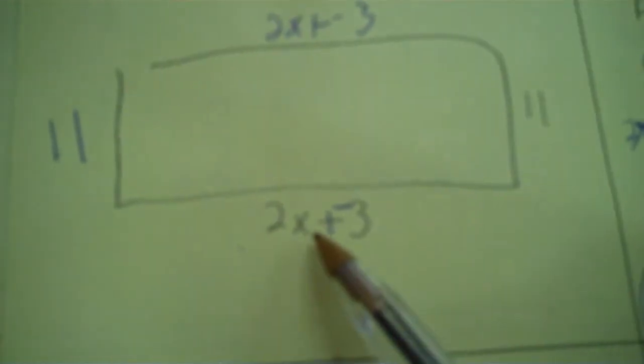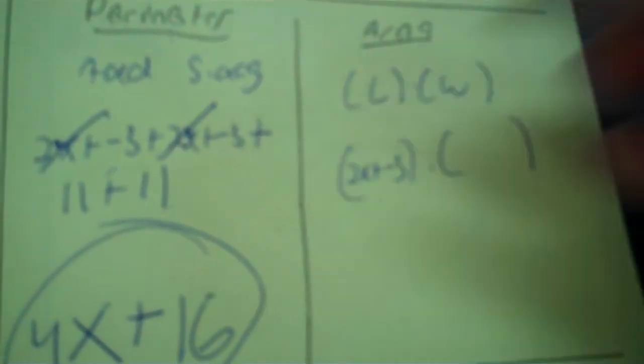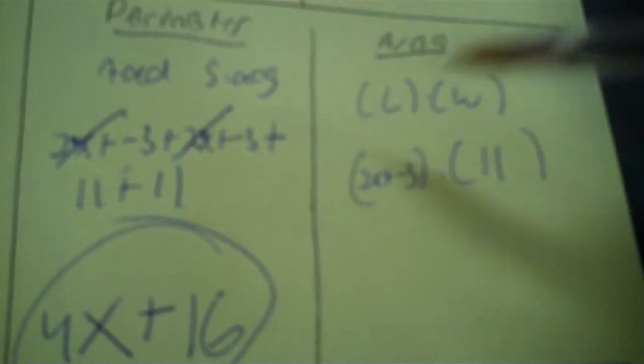Okay, then the area. The length is 2x plus negative 3. The width is 11. If you mix them up, it's not a big deal. You'd still come over the top with the 11. P-E-M. And you can write that or not. Okay, parentheses, get some operators. Not going to do anything with an x there. And then 11 is 11.